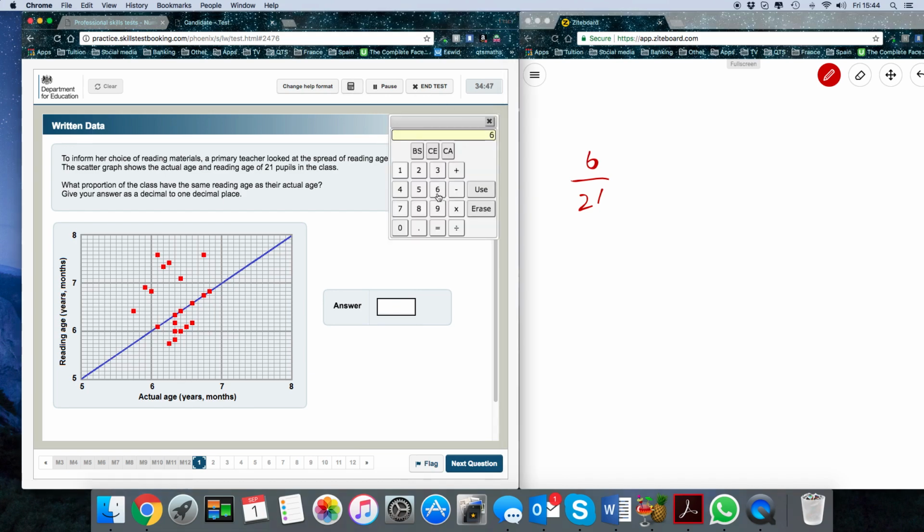Bring the old magic calculator up. 6 divided by 21. That turns any fraction into a decimal, and that's what they want here. They want it as a decimal, but they want us to round it to one decimal place, so it's 0.3.